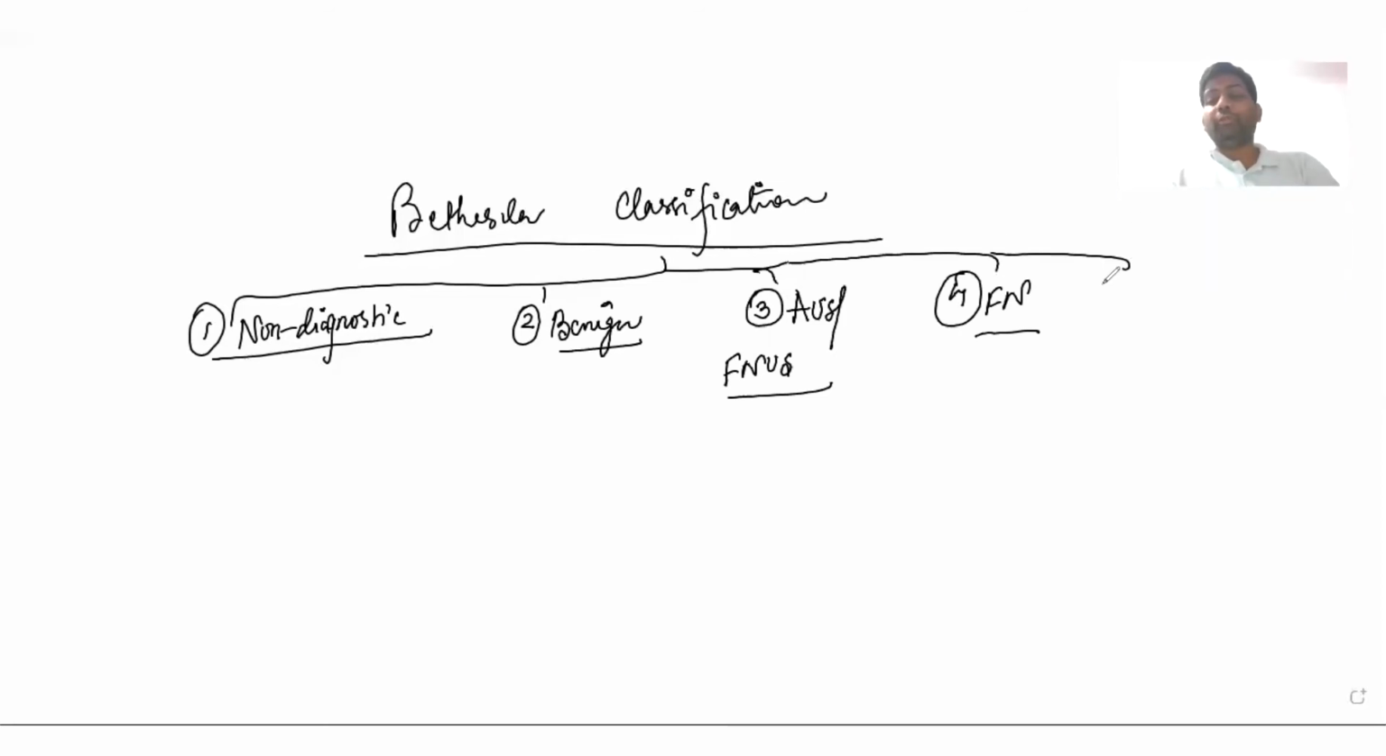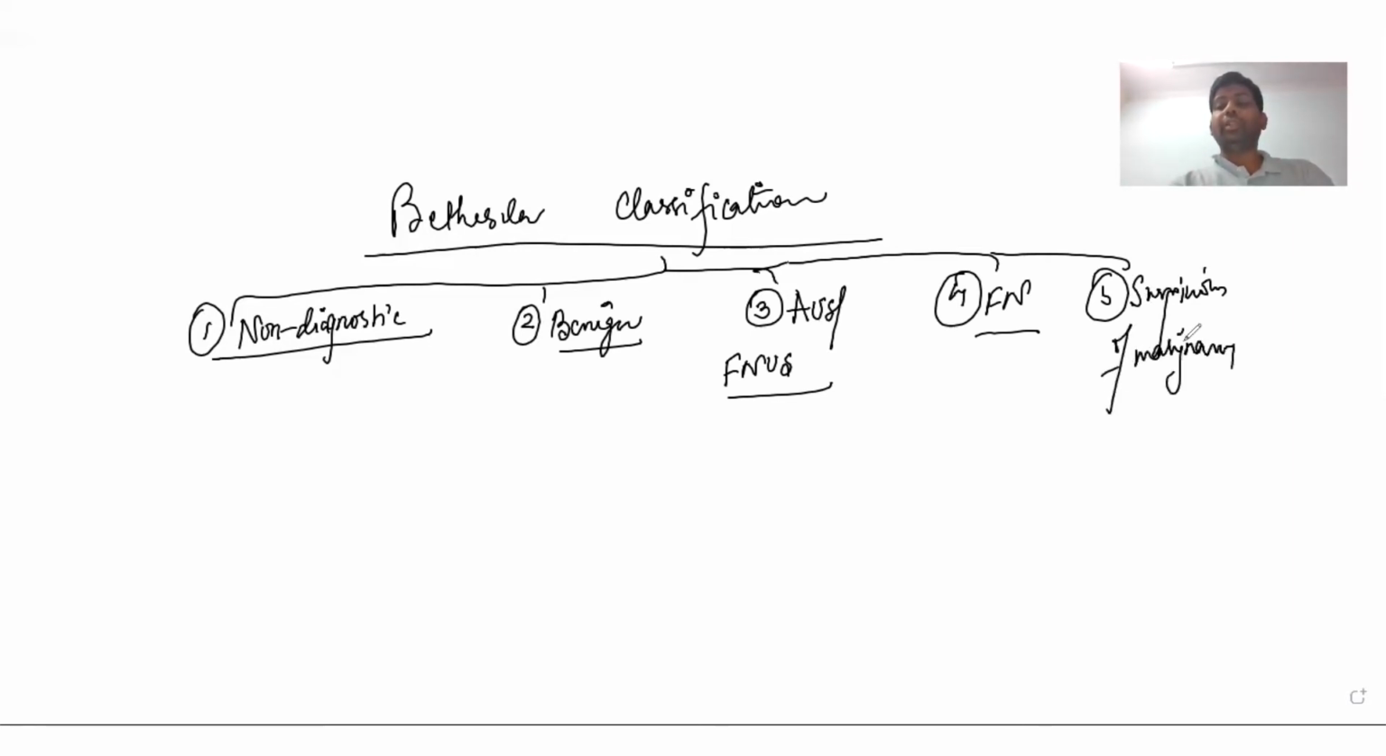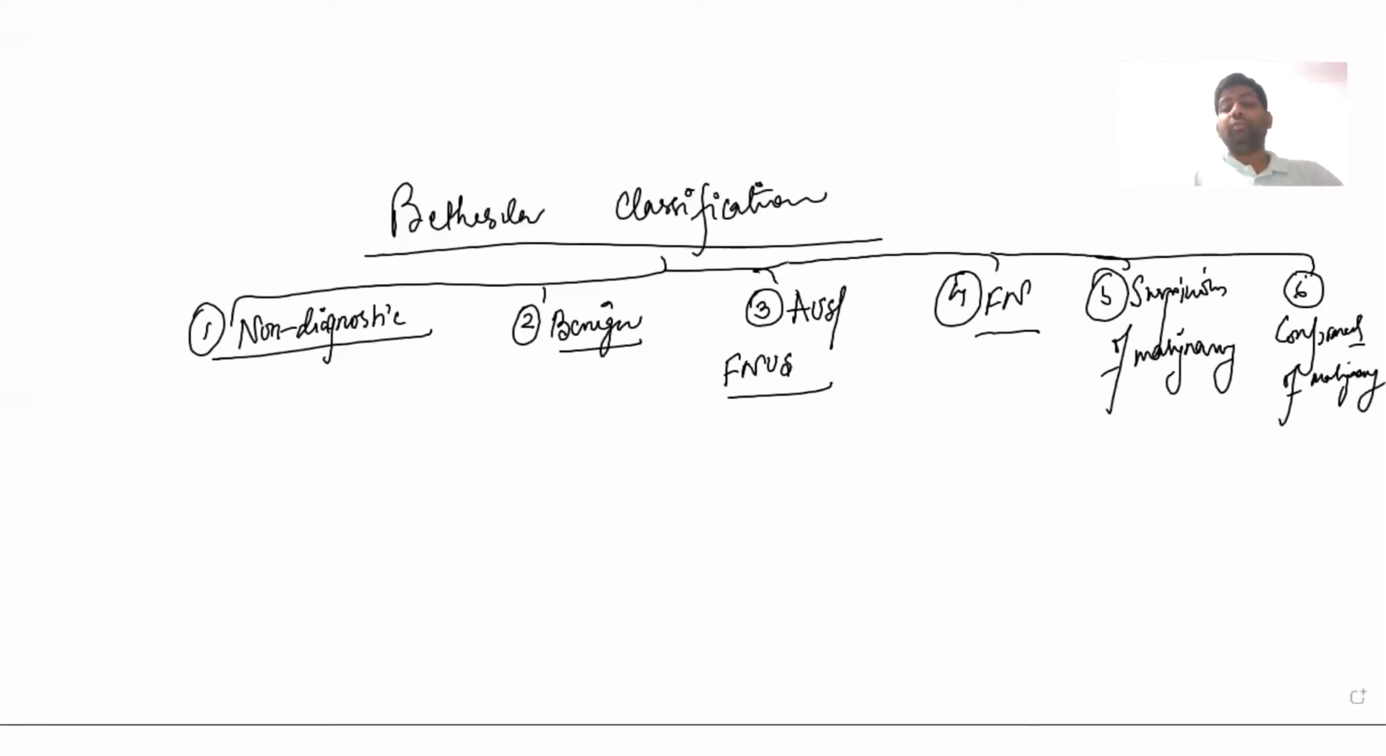Now, Bethesda 5 is suspicious of malignancy. If the lesion is suspicious of malignancy, we call it Bethesda 5. And Bethesda 6 is when you have a confirmed malignancy. If you are confirmed of the malignancy, we call it Bethesda 6. Based on the Bethesda system, we can have these different findings of the FNAC report.